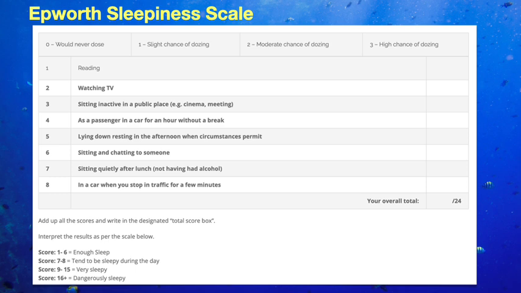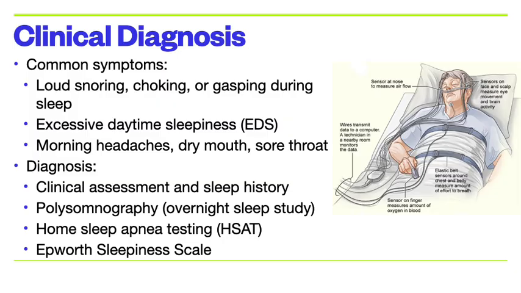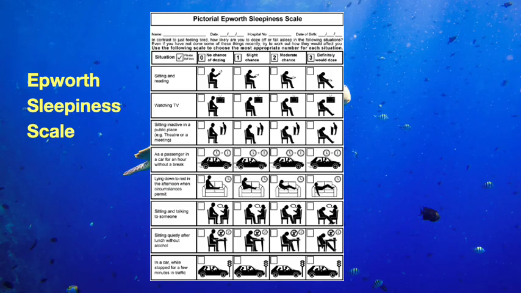If you tend to be sleepy during the day, that's about 7 to 8. If your score is about 9 to 15, it means you're very sleepy, and 16 plus means you are dangerously sleepy. Always, it's a good test to do.